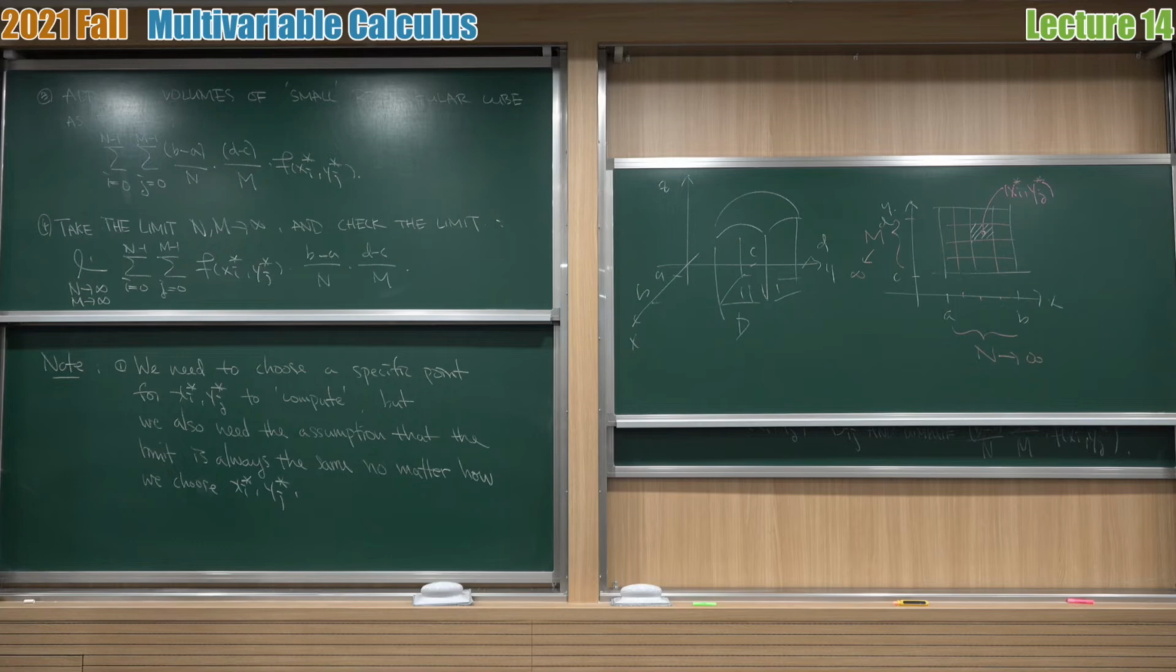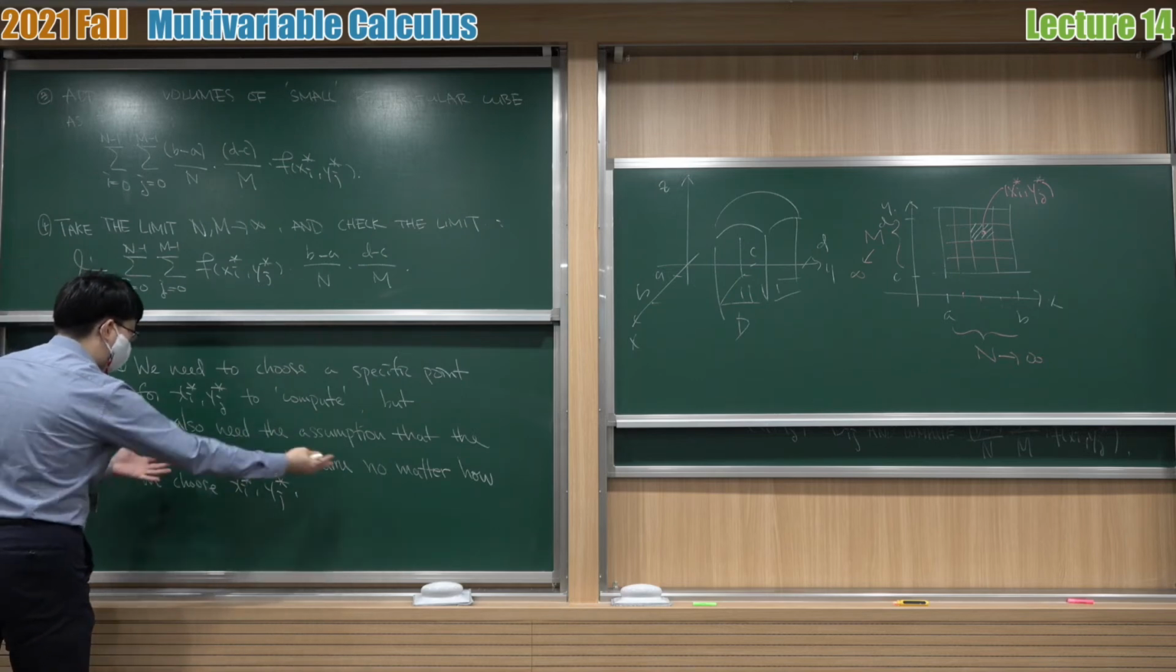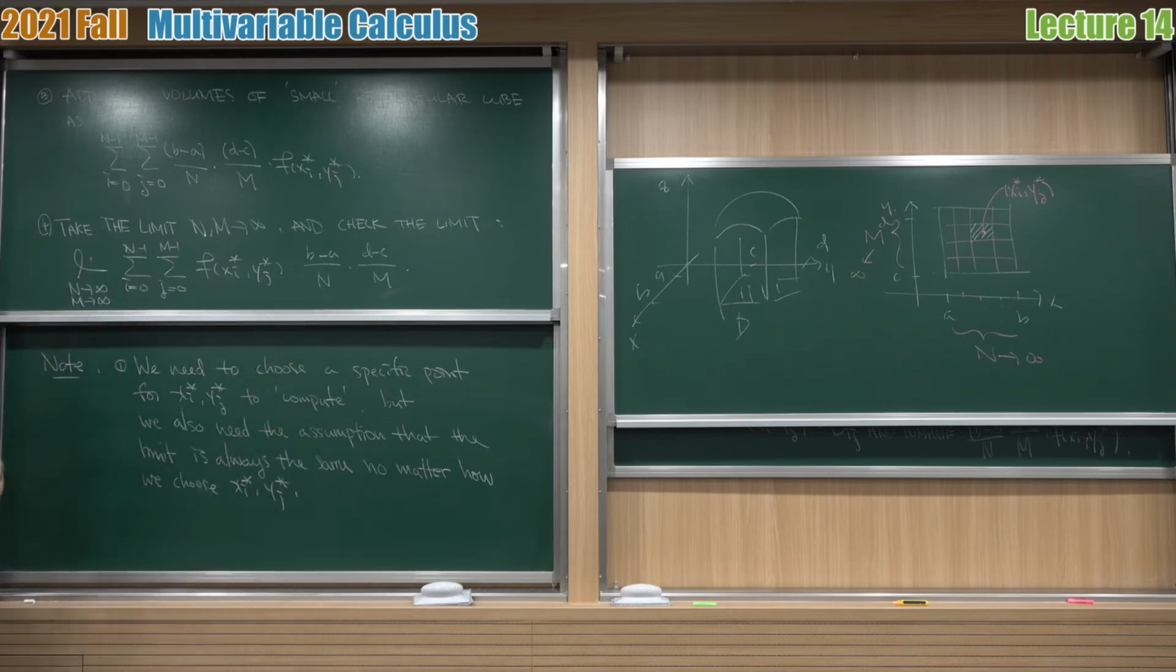And without this assumption that no matter what xi star, yj star you choose, the limit is always the same, you cannot say that the result is the area of a rectangle, I mean the volume of a rectangle. You need that guarantee that this limit is always the same, no matter how we choose xi star and yj star. And do you have any other issue here to really compute this?